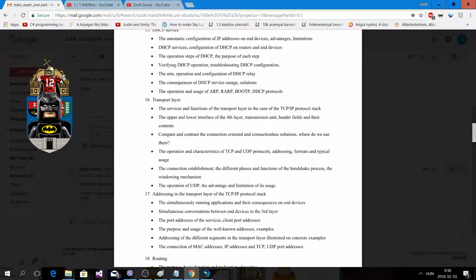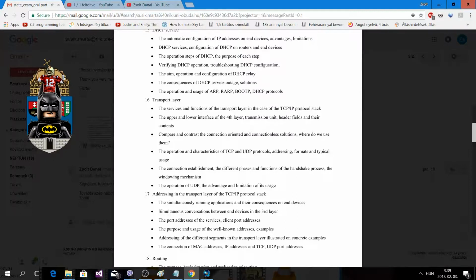The upper and lower interface of the fourth layer, transmission unit, header fields and their content. Of course, this is TCP and UDP. Both of them have destination and source ports. And if I remember well, TCP has the sequence number, the acknowledgment, and the flags. And both of them have some CRC or something like that, and their contents. Yeah, that's all.